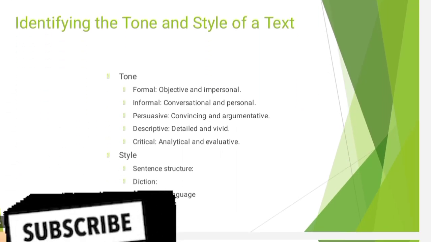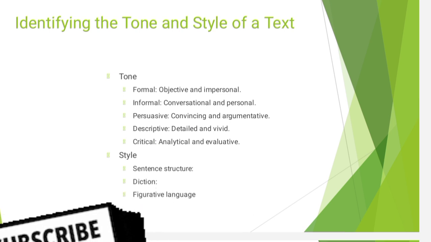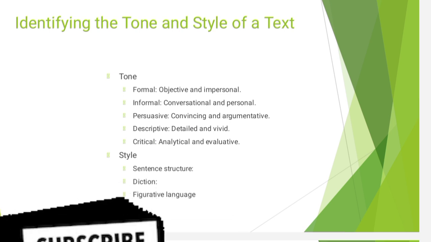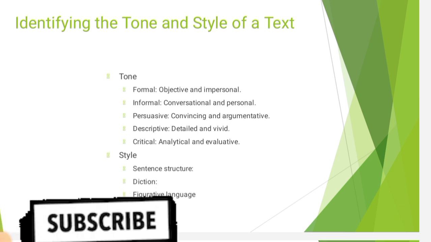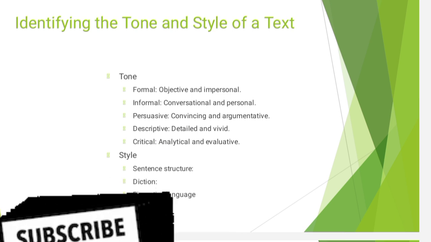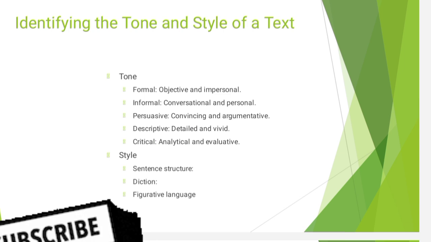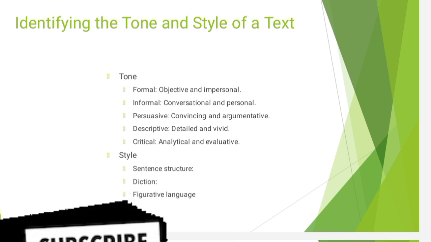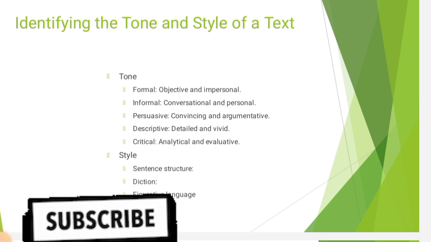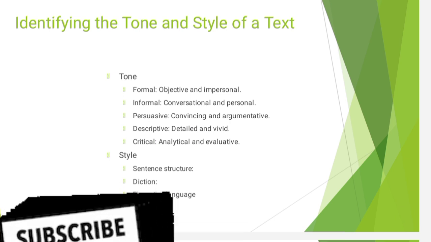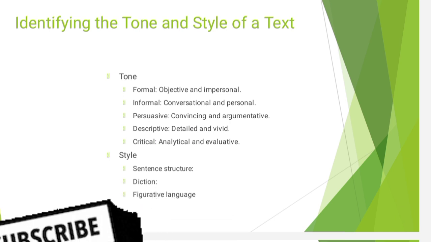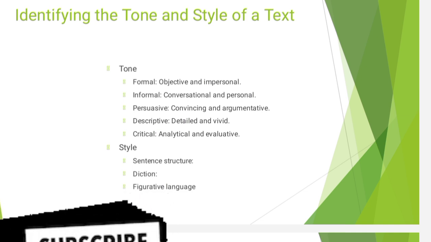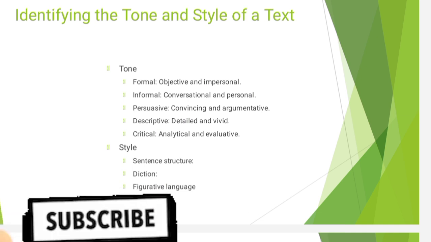Next, identifying the tone and style of a text. The tone and style of a text convey the author's attitude and approach. Tone explains the attitude or emotion conveyed by the author, and we can see different tone types: formal, which is objective and impersonal; informal, conversational and personal; persuasive, which is convincing and argumentative; descriptive, which is detailed and vivid; and the last one, critical tone, which is analytical and evaluative.